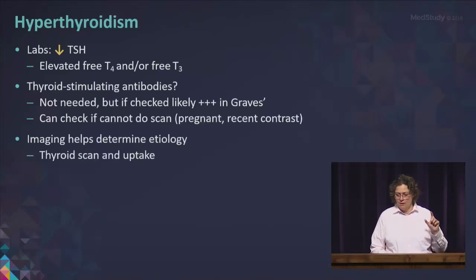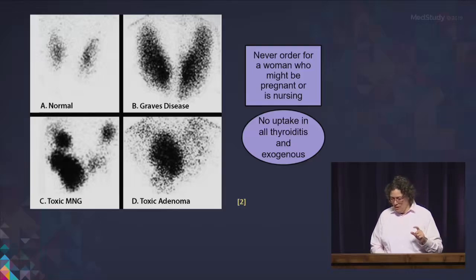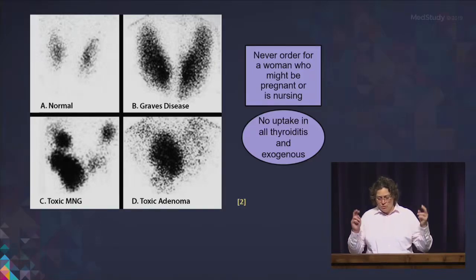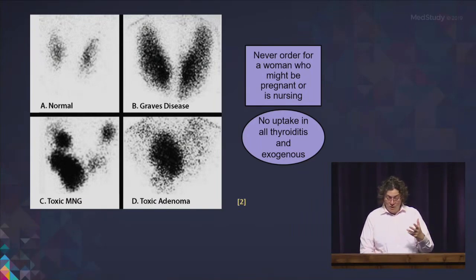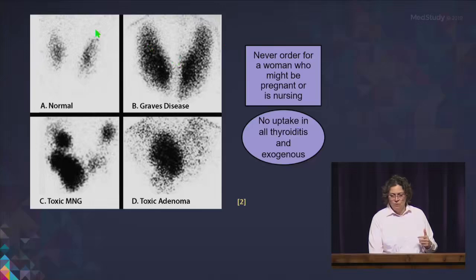And so remember, it's the imaging that's going to generally determine the etiology, and the imaging of choice is a thyroid scan and uptake. Remember, a thyroid scan and uptake is 2 parts. It's a pattern, which is a picture, and then an uptake. So normal here, you see the 2 lobes of the thyroid gland. In Graves' disease, you're going to see that it's enlarged and it's homogeneous, and the uptake is going to be high.